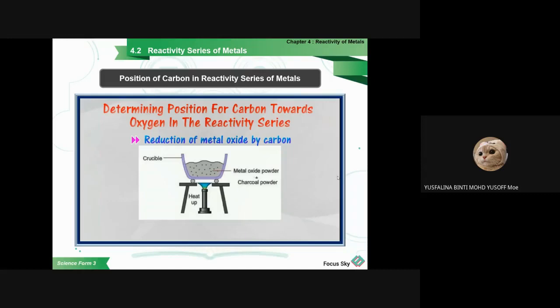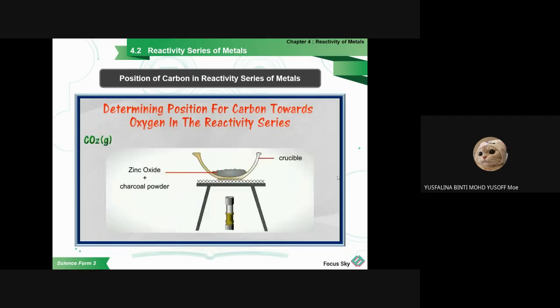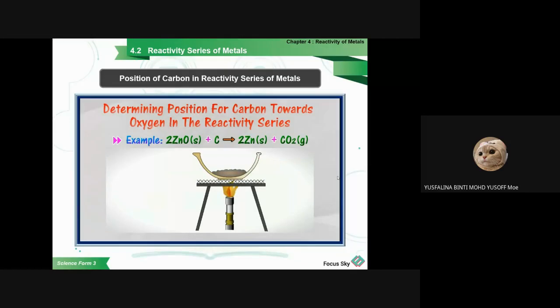So this one is just the one that I said just now. You add the magnesium oxide or you add the zinc oxide with the carbon. Then we heat it. It will produce a flame there. Then it will produce the zinc, and the carbon dioxide will be released.